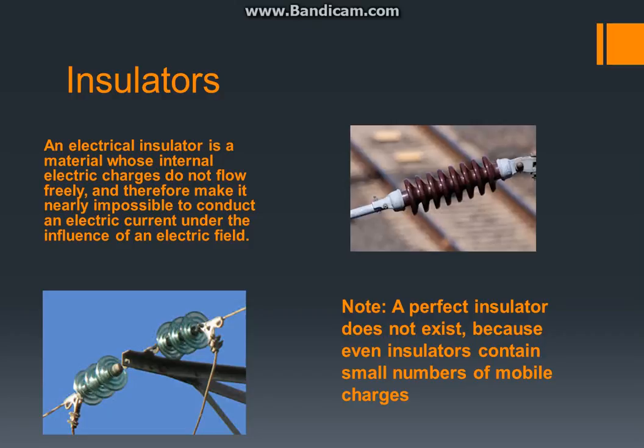These are things you might see on a power line that runs across somewhere. So an electrical insulator is a material whose internal electric charges do not flow freely and therefore make it nearly impossible to conduct an electric current under the influence of an electric field. So note that these insulators are not perfect, because a perfect insulator does not exist, because even insulators contain small numbers of mobile charges. Now, why are they shaped the way they are?